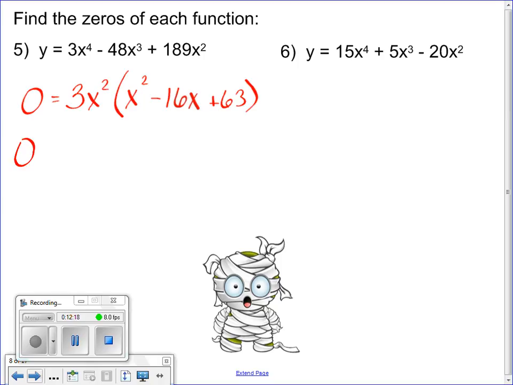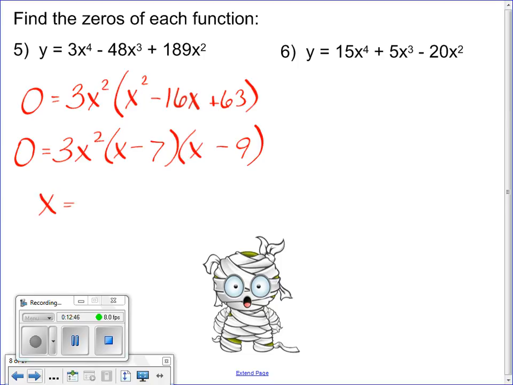All right. So 0 equals 3x squared, and then what are my signs? Options for A: 1x and 1x. Options for 63: very good, 7 and 9. My last class struggled a bit with that one. All right, so what do we have for answers?